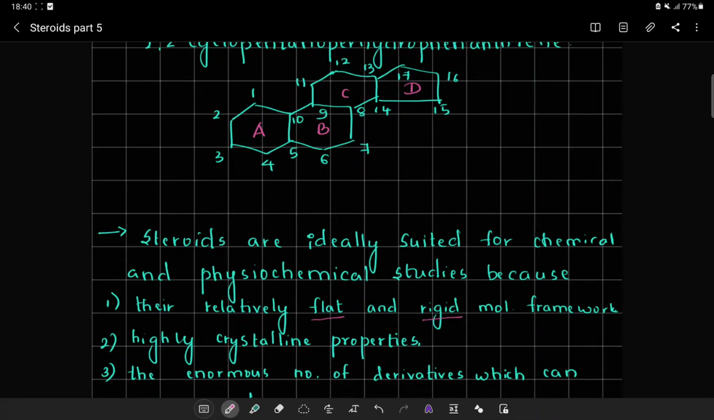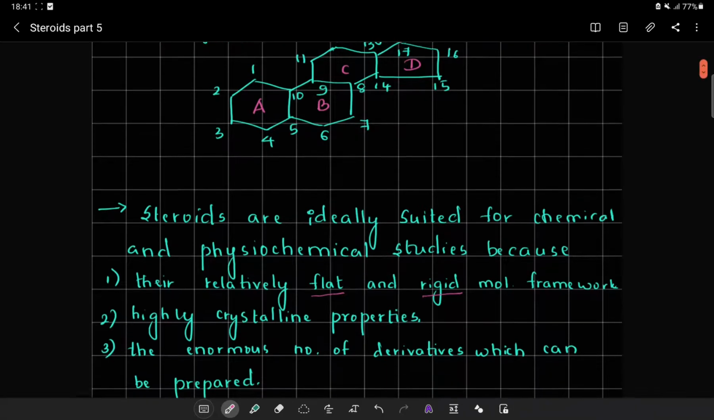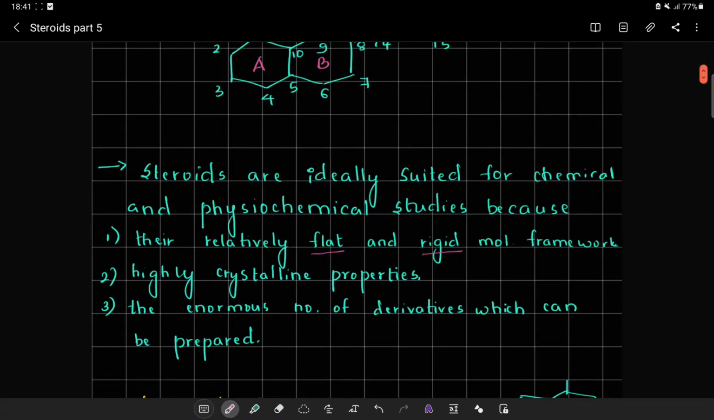For example, if there is a carbonyl carbon in an enone system, it can either be reduced to an alcoholic system or it can be further oxidized into a carboxylic system. So all these transformations can be done and various derivatives could be synthesized. Hence, steroids are said to be ideally suited for various physicochemical studies.